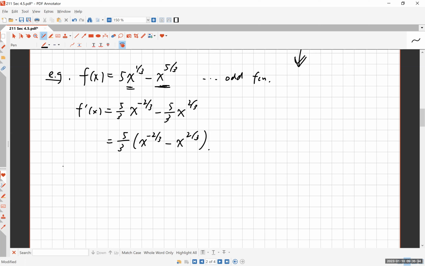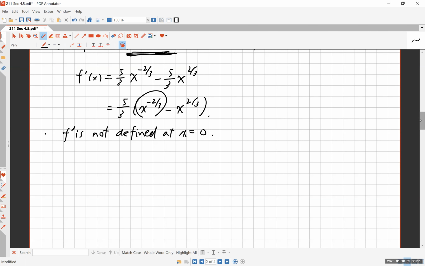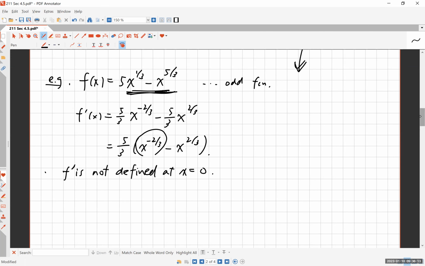Well, here, okay, this is a little tricky, right? Let's make an observation. F is defined at every x, every real value x, but F prime is not defined at x equals 0, precisely because of this term here. This is 1 over x to the 2/3, which becomes 1 over 0. That's a bad word to say. When x is 0, the derivative is not defined. It's not differentiable at 0. So that is a critical point.